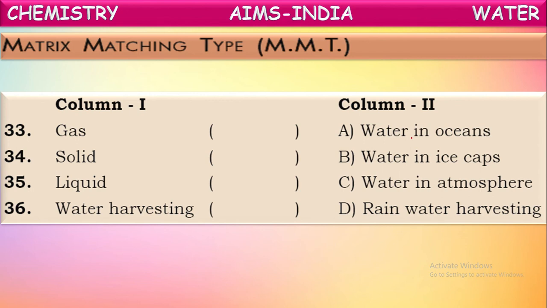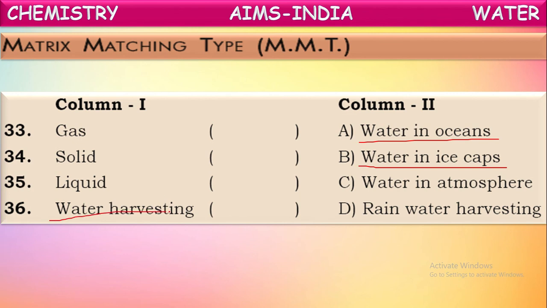Solid form means water in oceans or water in ice caps. Yes, here. Water in ice caps. In the polar regions, if you observe, almost all the mountains will be covered with ice caps. This ice is a solid form of water. Next, liquid form of water. In the oceans, rivers, lakes, these all contain water in the liquid form.